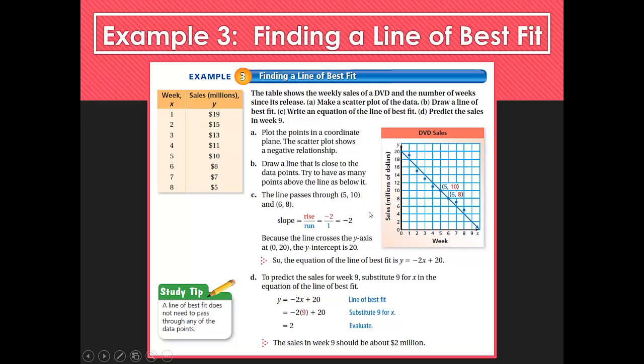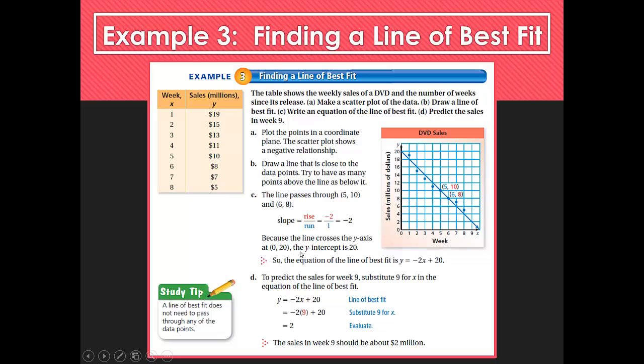Now for C, we're going to write an equation of the line of best fit. So now we're going to try to write an equation with the line that we just drew. The line passes through 5, 10, and 6, 8. So we can use those points to find the slope. If you remember, the slope is rise over run. So if we look here, our rise, we're starting at 8, going up to 10, and then our run, we're going from 6 over to 5. So you're going to have negative 2 over 1, or you could have said 2 over negative 1, but that would still be equal to negative 2. So our slope is negative 2.